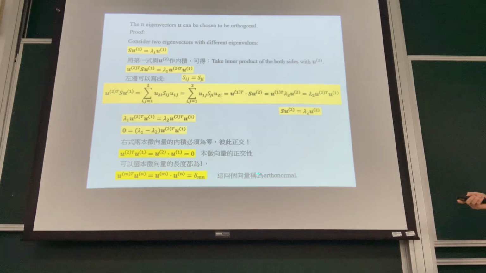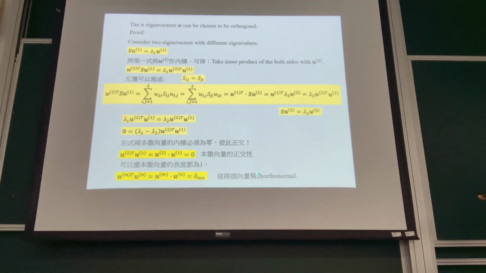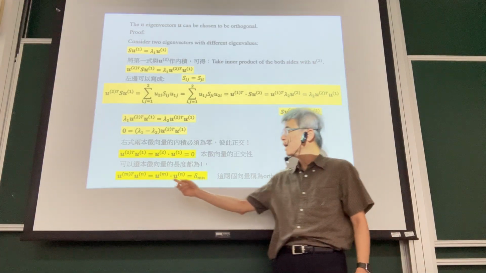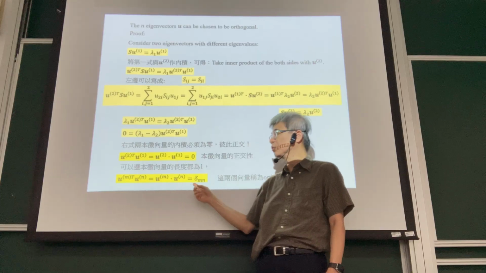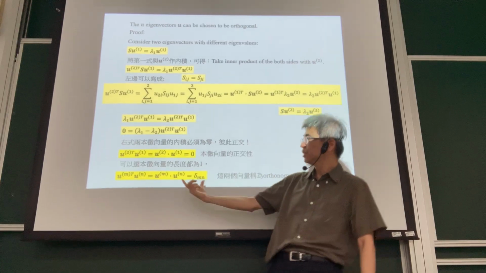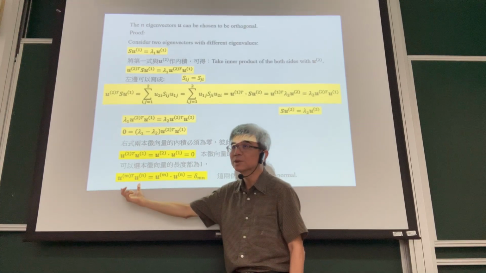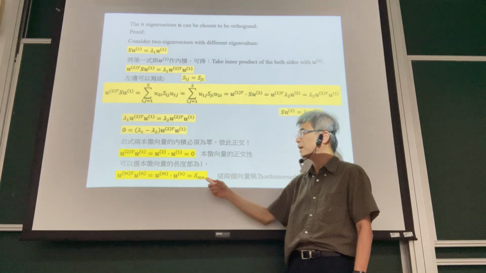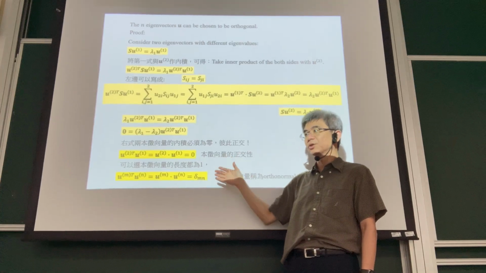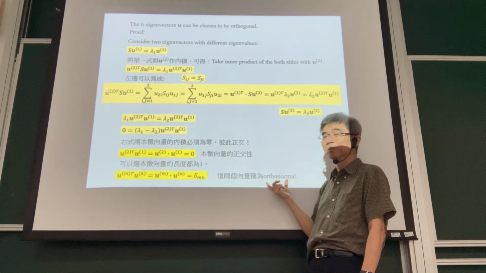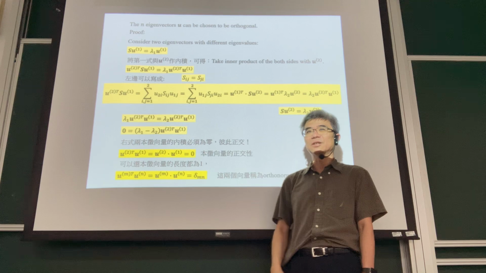Then these two vectors are called orthonormal. It also means they are orthogonal, and they are also normal. Normal means when you multiply U with itself, it is equal to 1. So this is usually written in this way: U_m transpose U_n, when you take the inner product, is equal to delta mn. This is the basic definition of orthonormal. I don't know how to pronounce it, but that's the key of the eigenvector system.